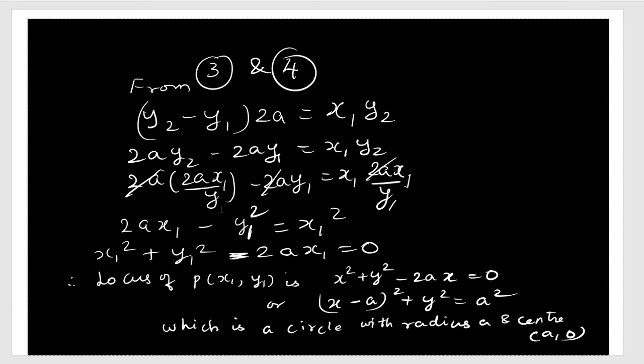Here that y1 is missing. Just y is written, y1 that is. And then when you take LCM, this is what you get. And rewriting that, you have this. But locus of P of x1, y1, we get this. And that is a circle. So adjusting the terms, this is what we get. And that's a circle with center at A0 and radius A.